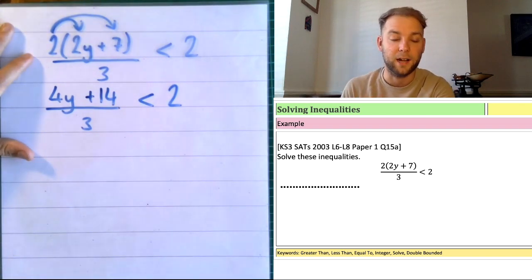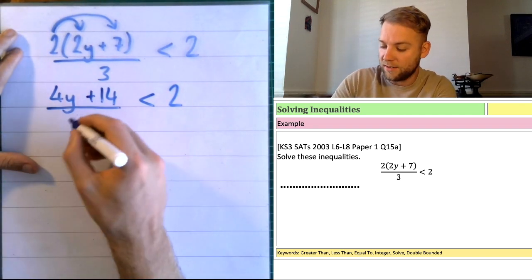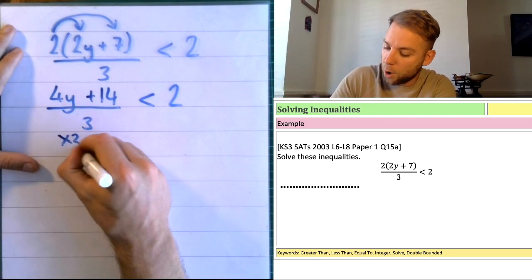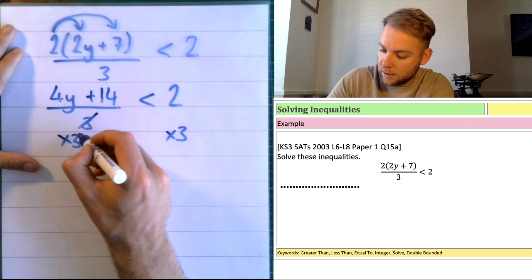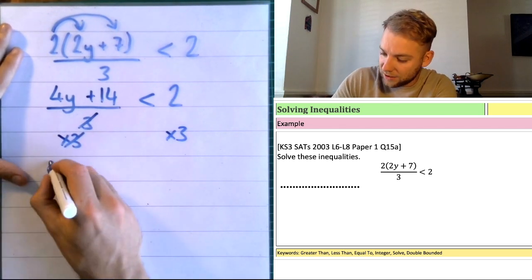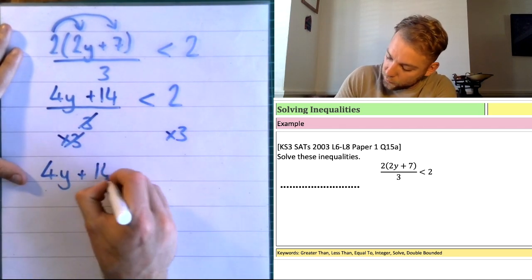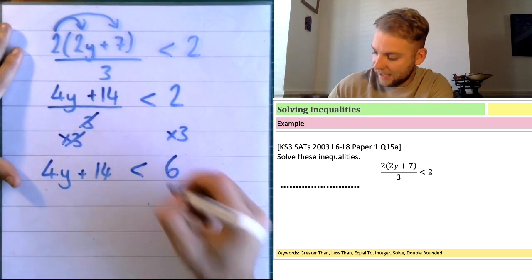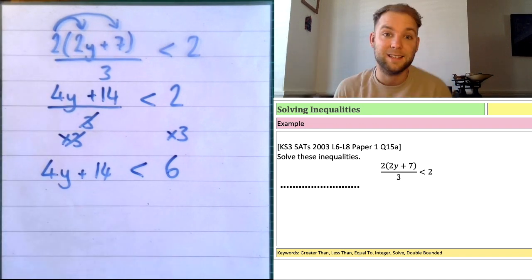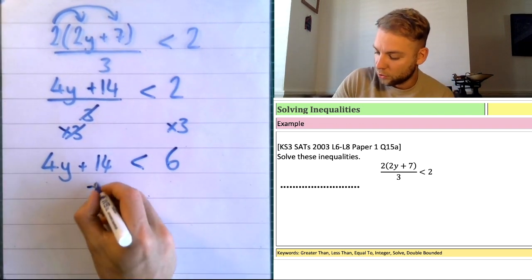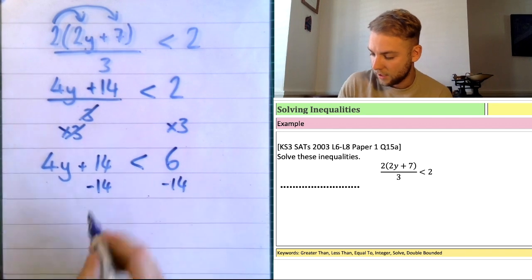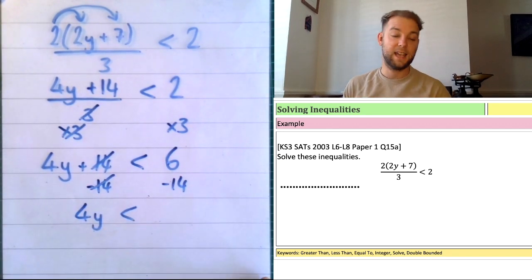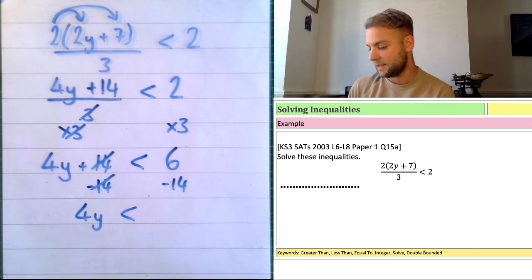Brilliant. So I've expanded that bracket now. The next thing I'm going to do is get rid of this 3. I get rid of a divide by 3 by timesing both sides by 3. If I times the left-hand side by 3, I'm just left with 4y plus 14. If I times the right-hand side by 3, I've got 6. And then I'm just back to an inequality which I can solve. So subtract 14, I'm left with 4y is less than 6 take away 14, which is negative 8.